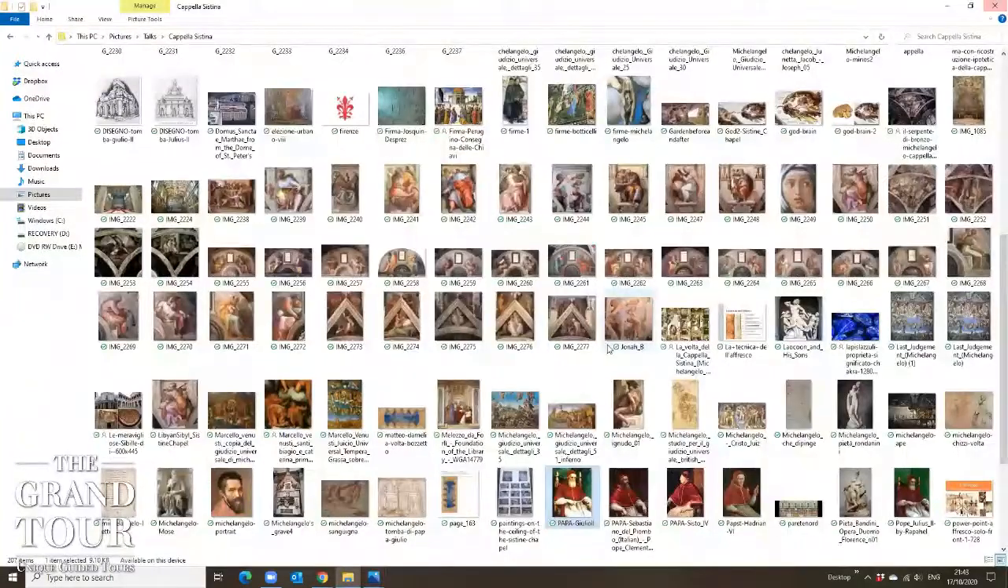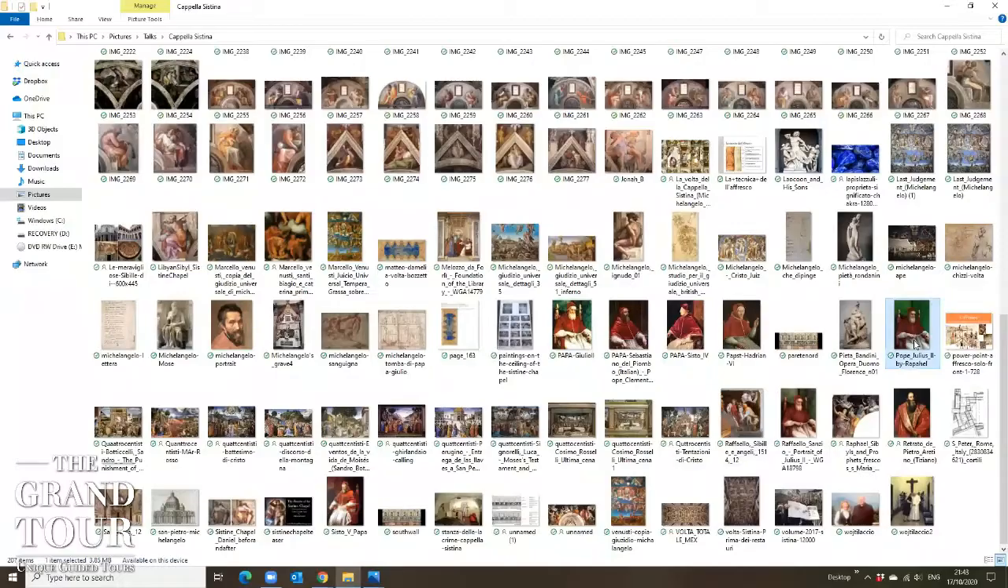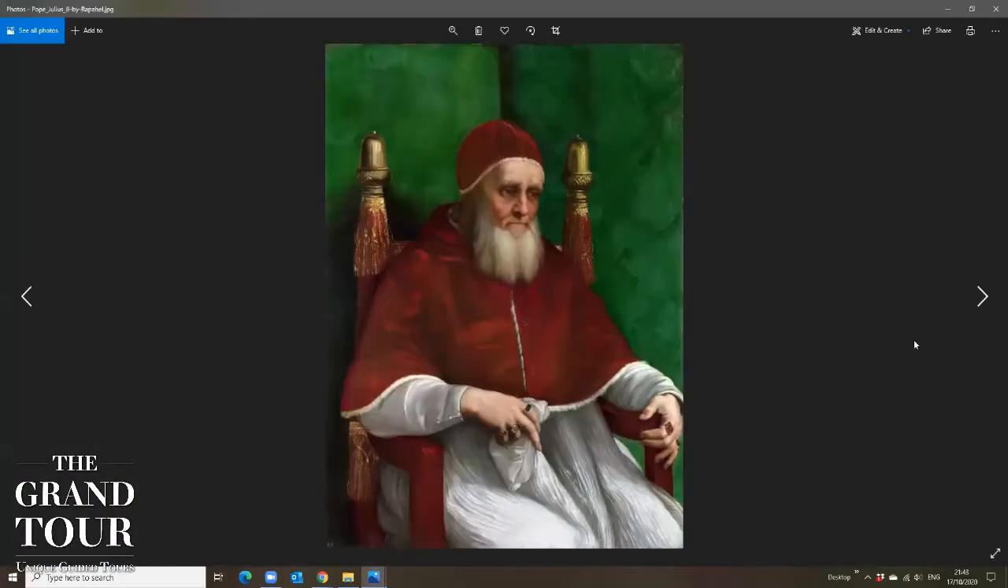So I have a bigger picture of him. It's here. This is the portrait that Raphael made of Pope Julius.